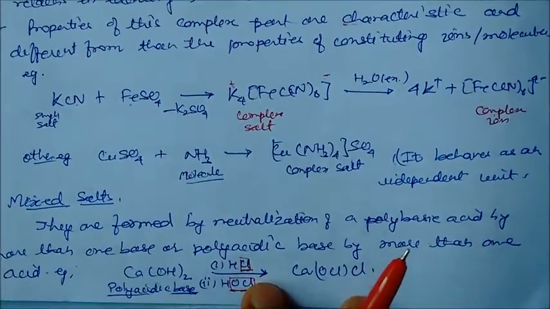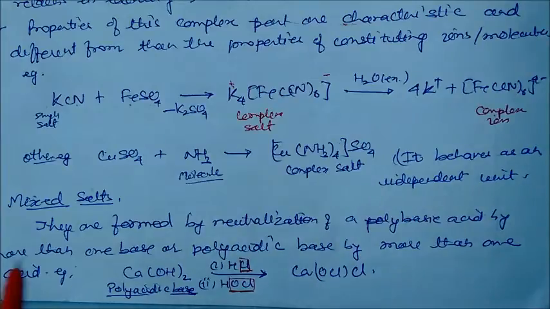Now we are going to see the next salt, that is called mixed salt. What is a mixed salt? They are formed by neutralization of a polybasic acid by more than one base or a polyacidic base by more than one acid. What is the meaning? Polybasic acid, what is the meaning? Polyacidic base we have already explained. So this is the polyacidic base, calcium hydroxide. Here we have two types of acids: one is HCl, the other HOCl. So these two OH can be replaced by Cl and OCl.